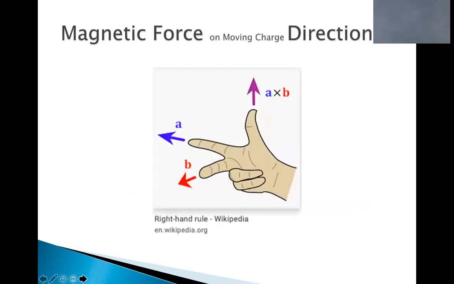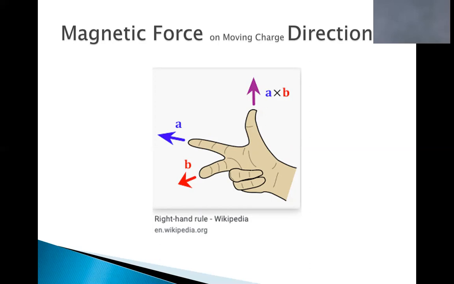That was the magnitude. What about the direction? So we use the right-hand rule. From Wikipedia, the right-hand rule is defined by using your three fingers. One points to the first vector, A, another finger points to the second vector, B, and the product of the cross multiplication of these two vectors will be pointing in the direction indicated by the thumb. So this is what we call the right-hand rule.